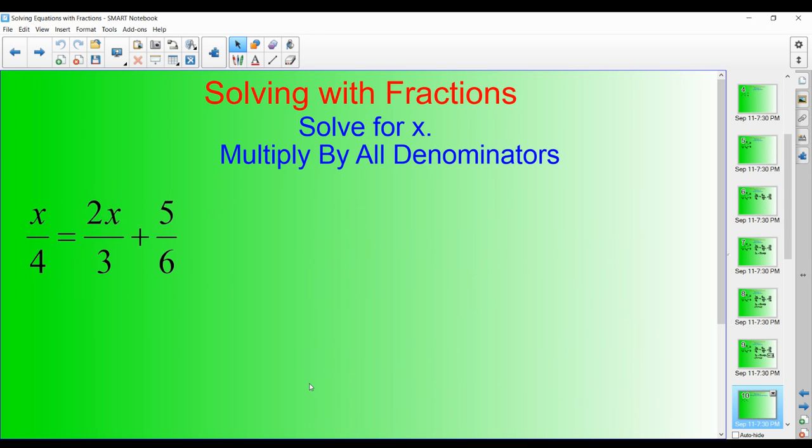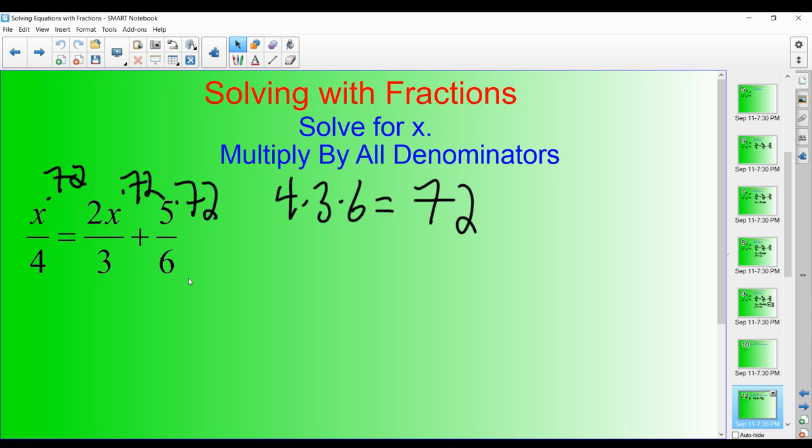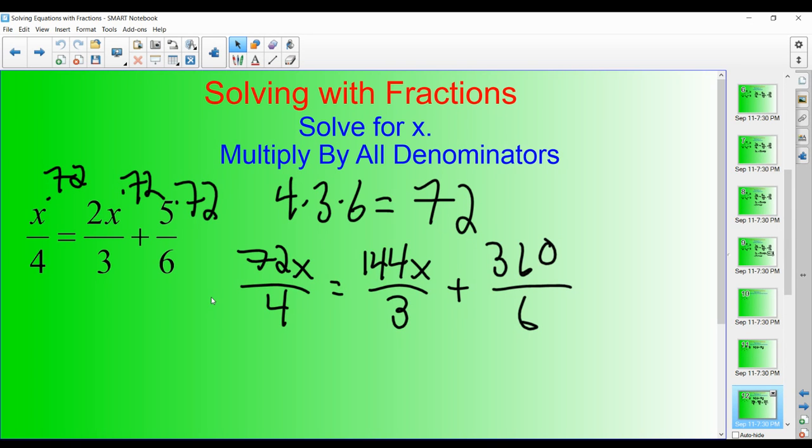Now the next method we're going to talk about is, how can we eliminate fractions one step quicker? This is called the multiply by all the denominators method, where we multiply all of the denominators together and figure out what that is. In this case, it's 72. 4 times 3 times 6 is 72. Then we multiply that into just the numerators. Now we wind up with 72x over 4, and then 2 times 72 is 144, and 5 times 72 is 360. This looks really, really complicated at this stage.